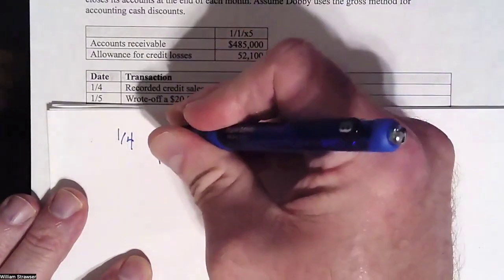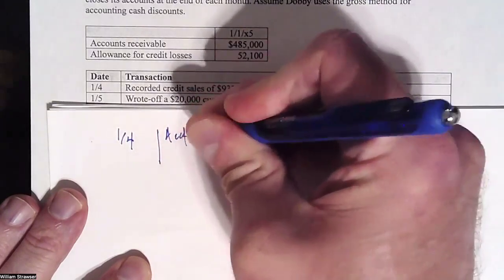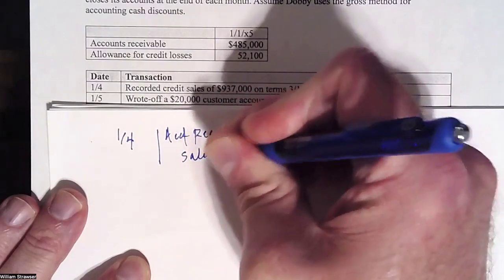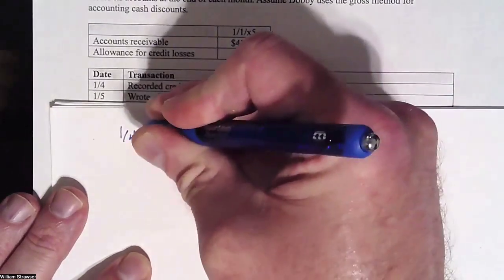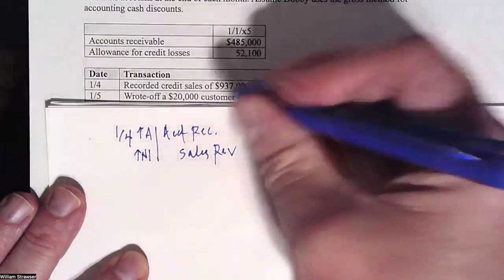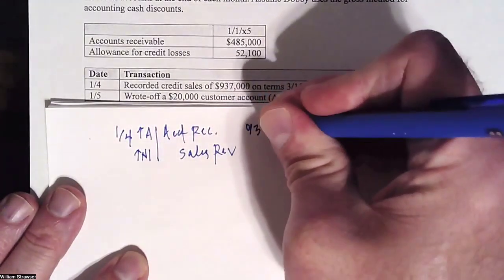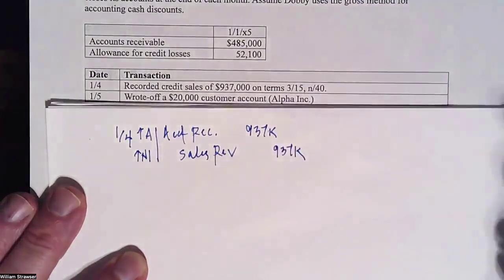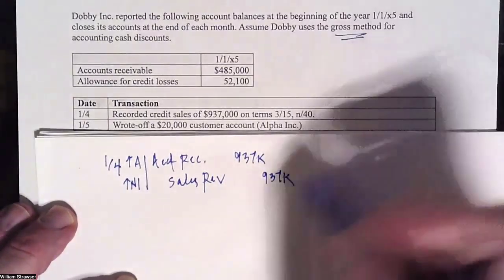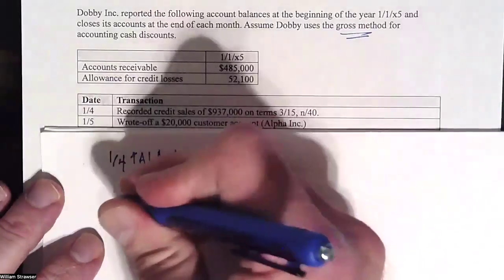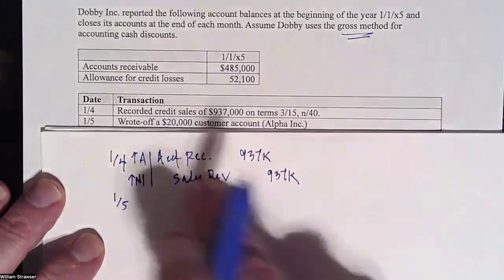When we make this credit sale, we debit, of course, our accounts receivable and credit our sales revenue. And because we're using the gross method, I want to record the full amount, 937,000. So remember, whenever we're working under the gross method, gross meaning full, we assume that customers are not taking the discount. Therefore, we record it at the full amount, right?